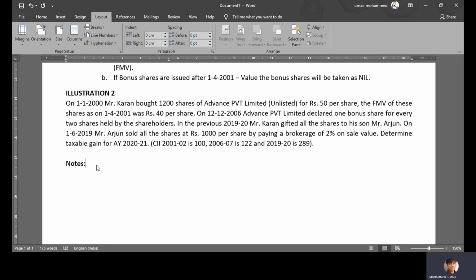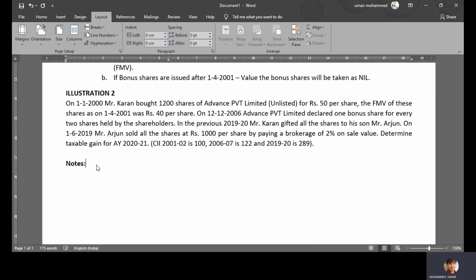In case of property like house, land, all the valuation, the pricing records are maintained by the local authorities, right? So it can be BBMP or BDA. In case of shares, the stock exchanges do maintain the pricing data, right? So fair market value means the market price on a particular date. So here, even though this assessee had bought shares for 50 rupees on 1st January 2000, the fair market value was 40 rupees. So that's the fair market value.